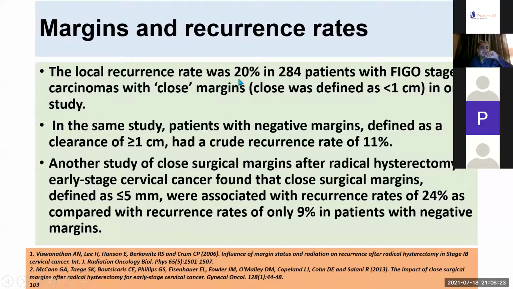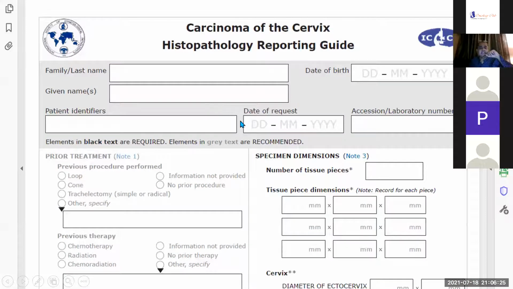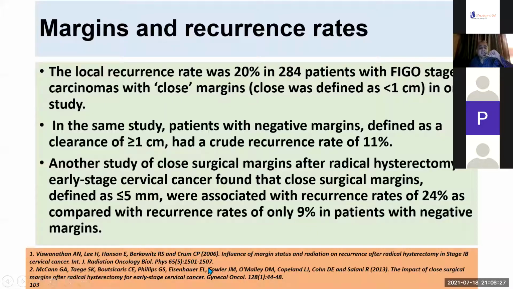A word about the margins and the recurrence rate. You can see that in a couple of studies which I've highlighted here, the local recurrence rate was 20% when the margin was close, less than 1 centimeter. In the same study with negative margins defined as clearance of more than 1 centimeter, the recurrence rate was 11%. So there is a difference in the recurrence rate. And as a pathologist, you need to document how far the margins are from the tumor, and whether you take adequate sections at microscopy.